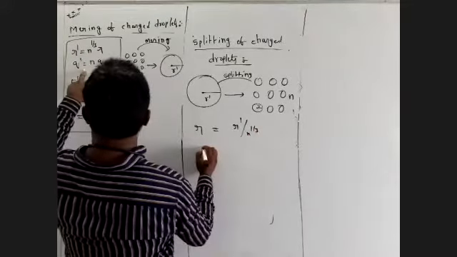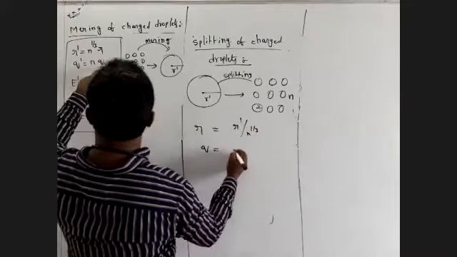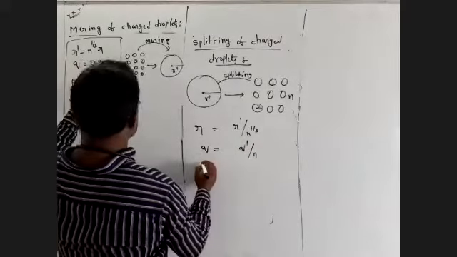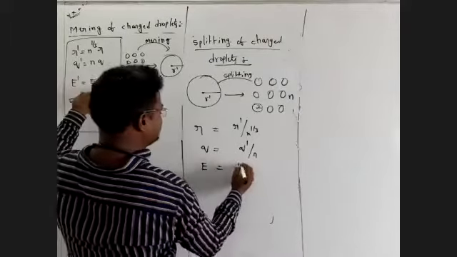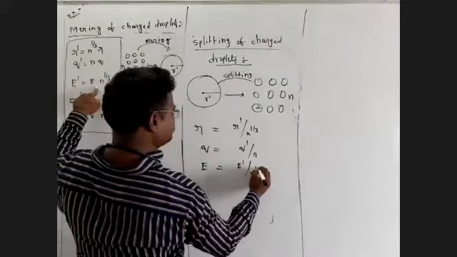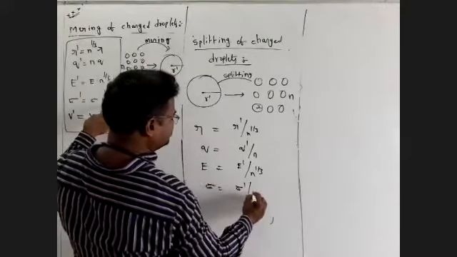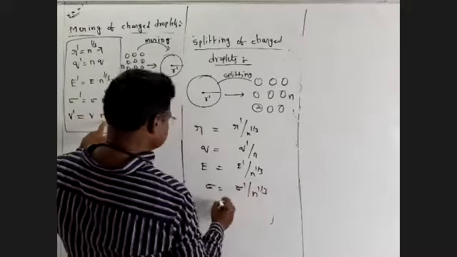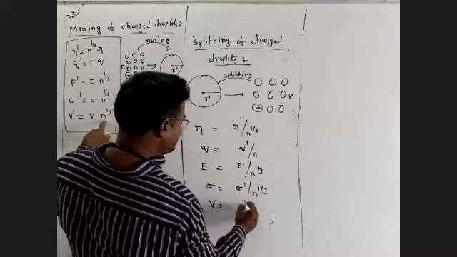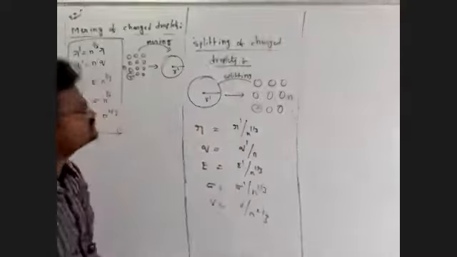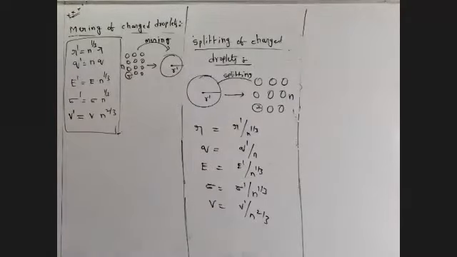Next, Q is equal to Q dash by n. Next, E is equal to E dash by n power of 1 by 3. Sigma is equal to sigma dash by n power of 1 by 3. V is equal to V dash by n power of 2 by 3. This is for splitting.